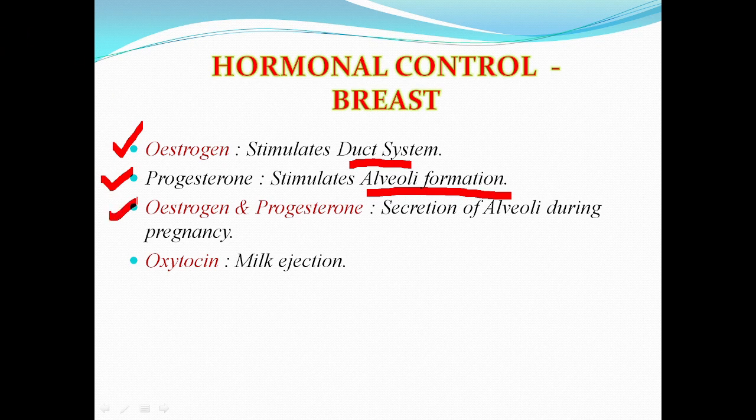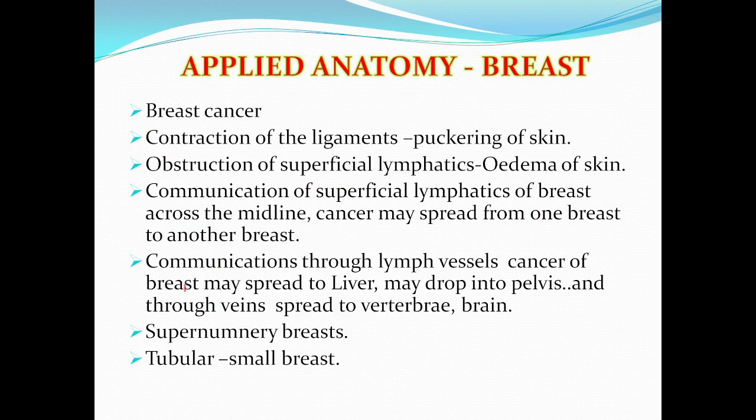Estrogen and progesterone together help in the pregnancy phase with the development of alveoli for the milk. Oxytocin hormone causes the milk ejection reflex on the day of delivery and in the post-delivery phases for the feeding of the baby. So these are all about the hormonal control. Multiple choice questions will be asked. Estrogen helps in what? Stimulation of the ductal system. Progesterone helps in what? Stimulation of alveoli, secretion of alveoli. Oxytocin is what? Milk ejection reflex.